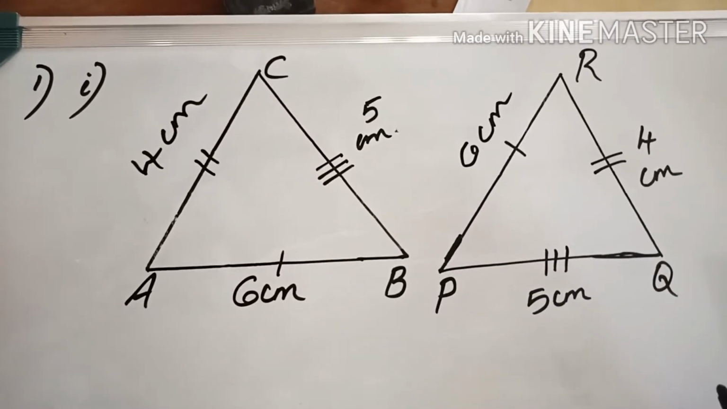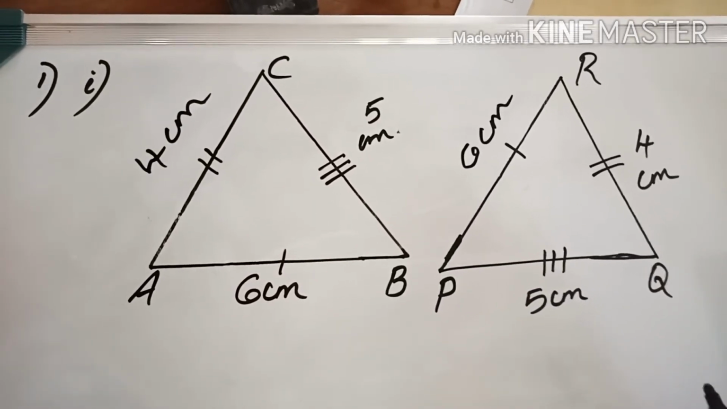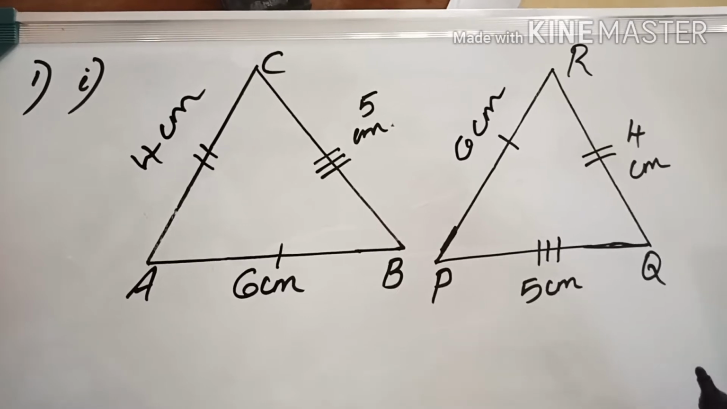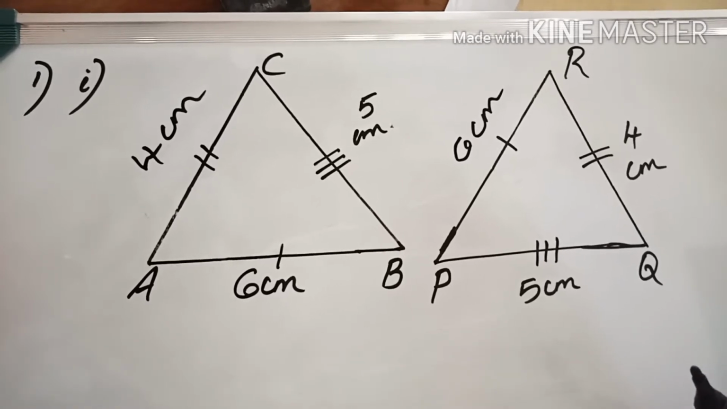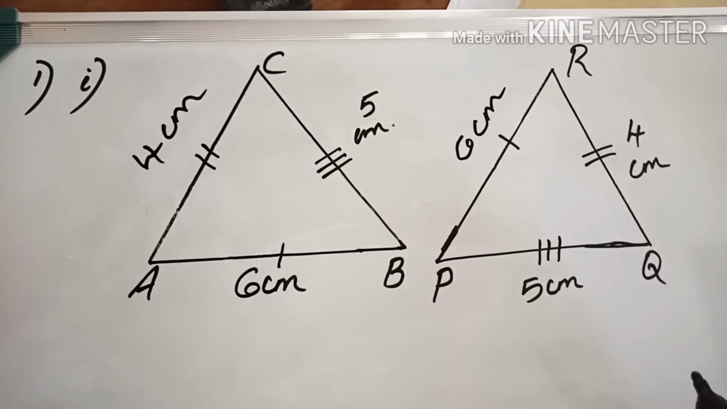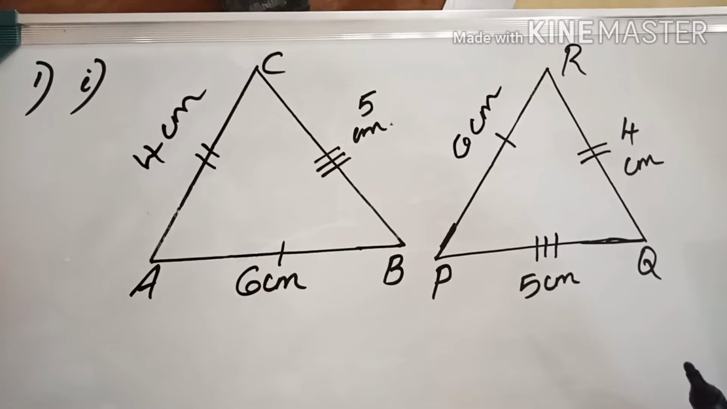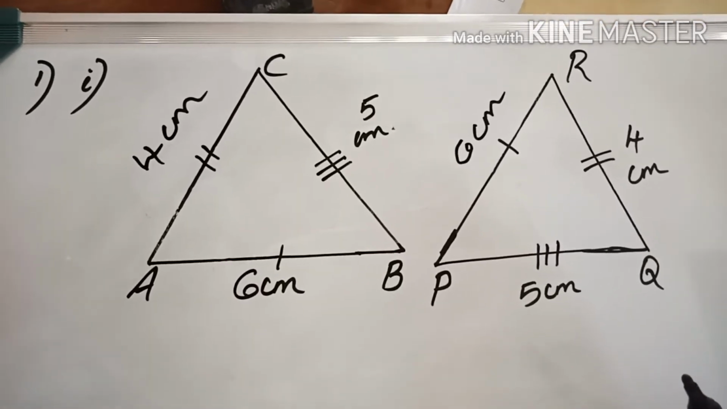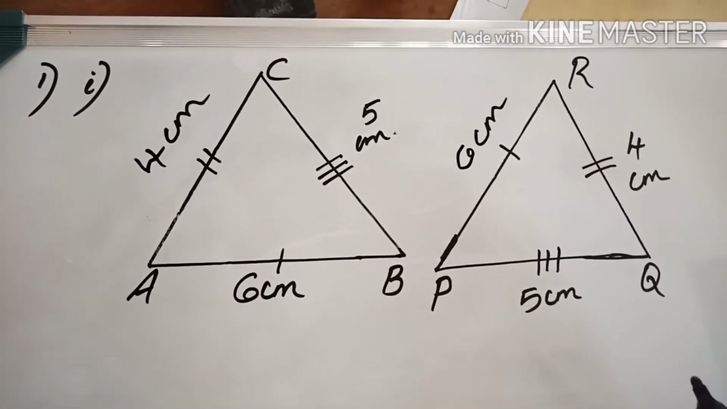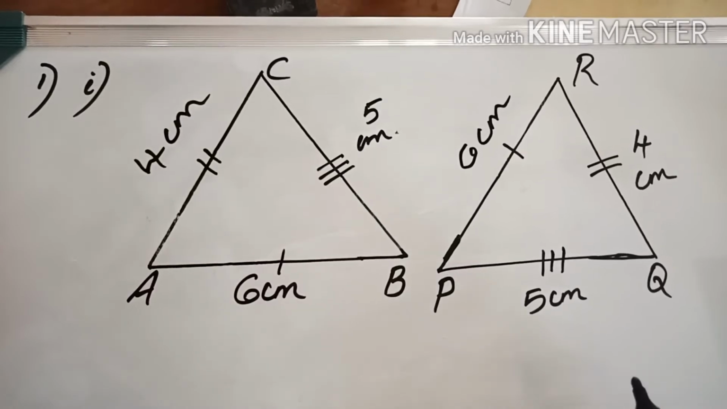That means these two triangles are equal triangles, and we learned the concept that if two triangles have three equal sides, then the angles opposite to the equal sides will be equal. That we learned. So let's write which are the equal angles, that means the angles opposite to equal sides.